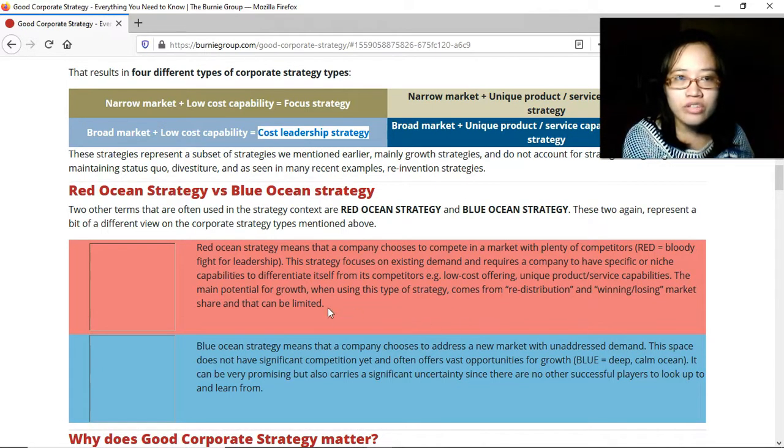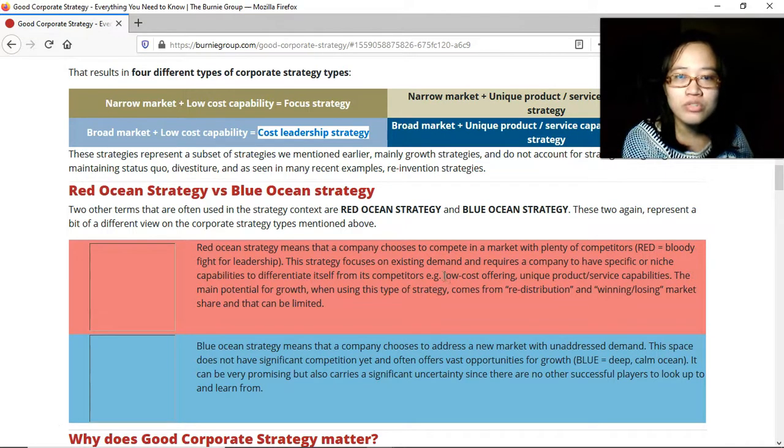Red ocean versus blue ocean. Okay, ano ba tong dalawang to? Itong red ocean, ibig sabihin ito yung saturated market. Ano, marami nang competitors, marami nang suppliers or provider ng goods or services. Okay? Kaya siya red kasi, bloody fight for leadership. Masyado nang maraming tao, very populated or saturated yung market.